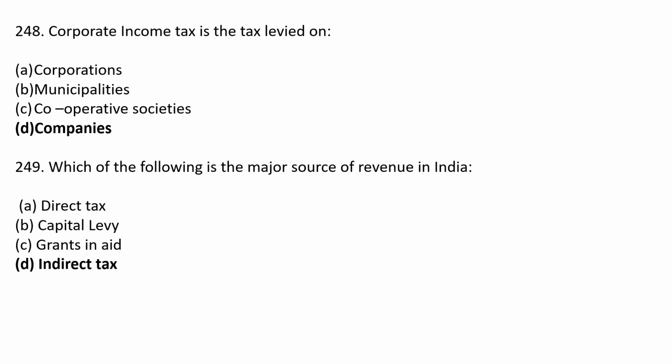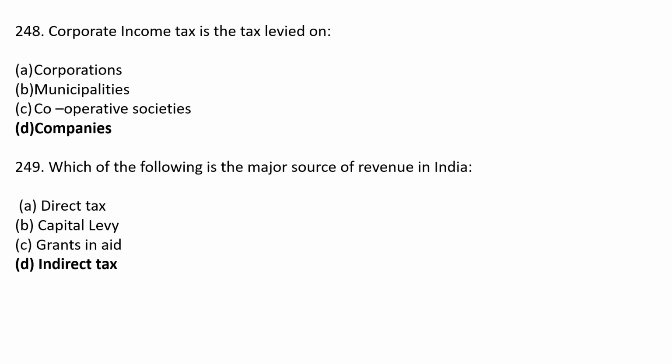Corporate income tax is a tax levied on option A corporation, option B municipalities, option C cooperative society, option D companies. The correct answer is option D companies. Corporate income tax is tax levied on companies.